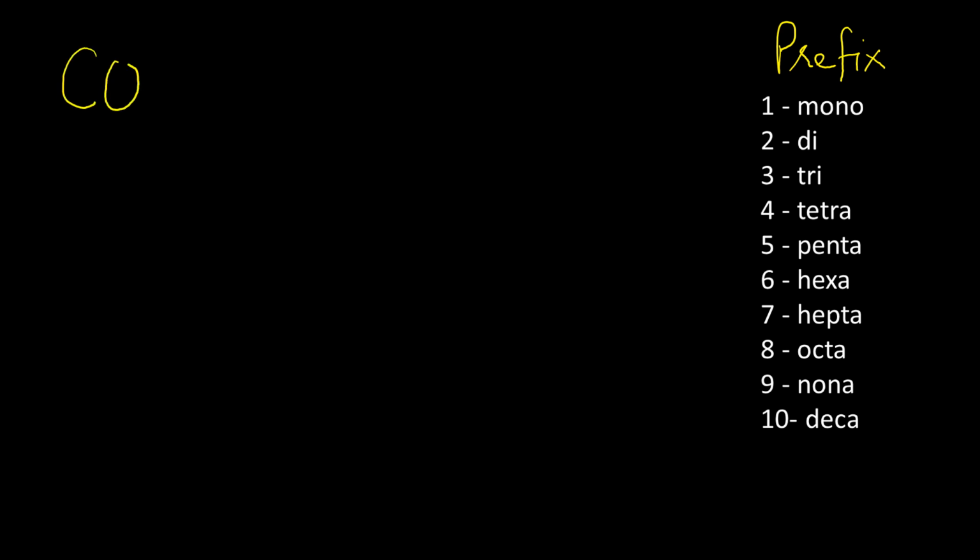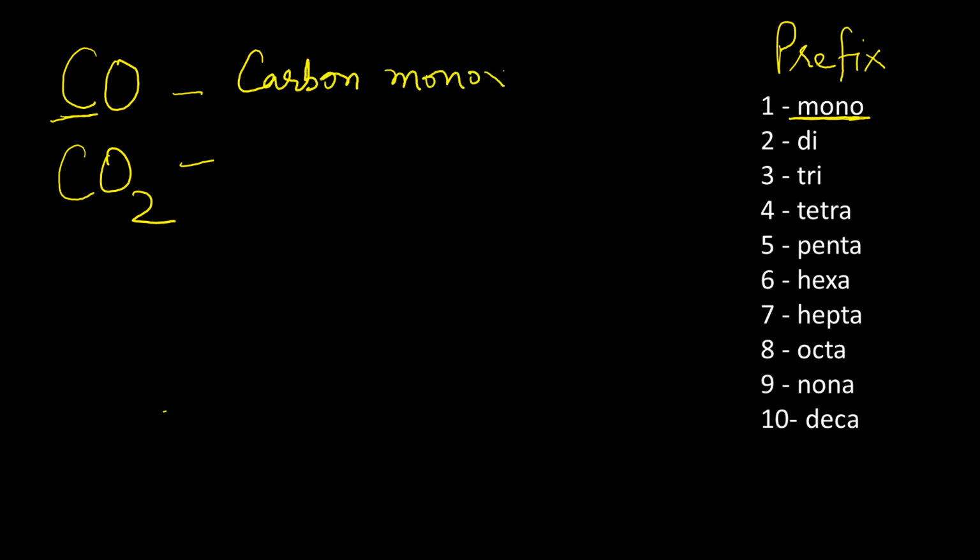All right, for example, CO, CO2. I think you already understand what I'm trying to say. So CO, are we going to use mono with carbon? No, because as I said, the second rule, if you remember, we don't use mono if the first element is single. So I'm not going to say monocarbon monoxide. Instead, I'll say carbon monoxide. And for CO2, it will be carbon dioxide. So I think it's pretty good.